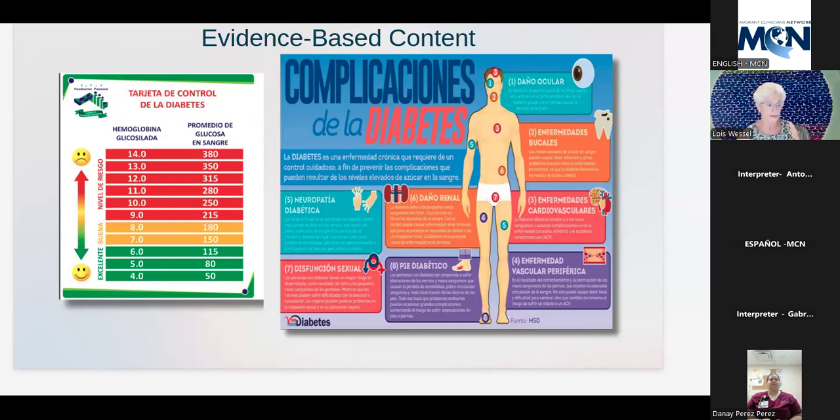Similarly, with the patient education example on the right, this is something that talks about everything from how diabetes can cause neuropathies to dental and oral health problems to kidney damage to eye damage to sexual dysfunction to problems with the feet and the peripheral vascular system, so that the community health workers have the knowledge to explain how diabetes affects every part of the body to the clients they work with.